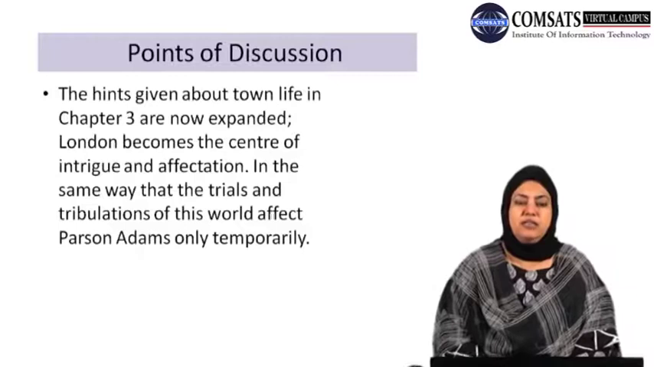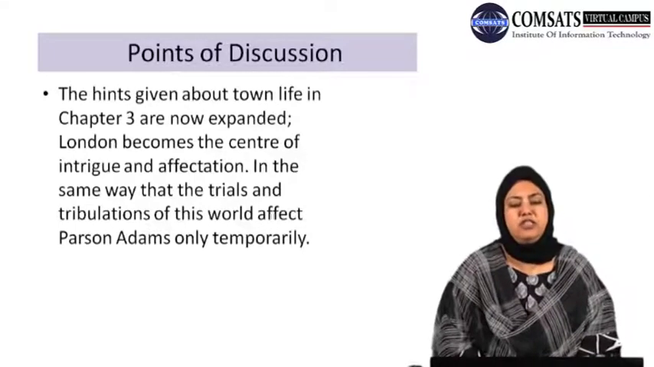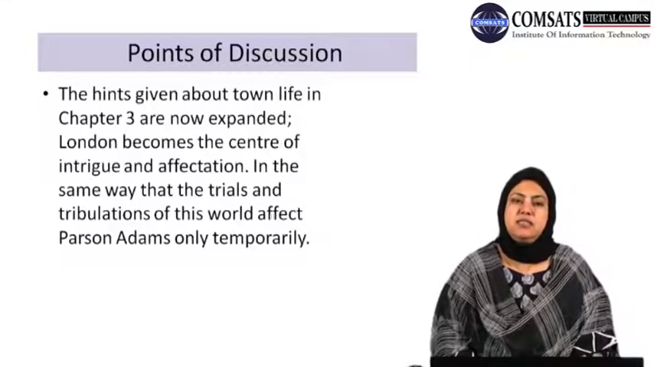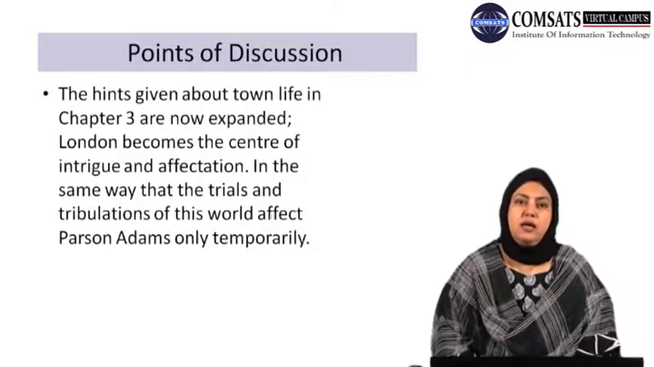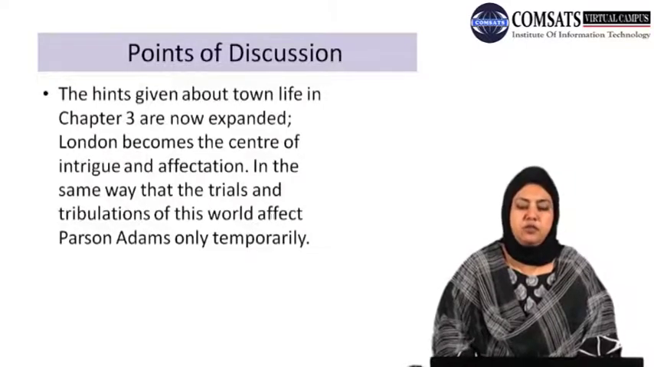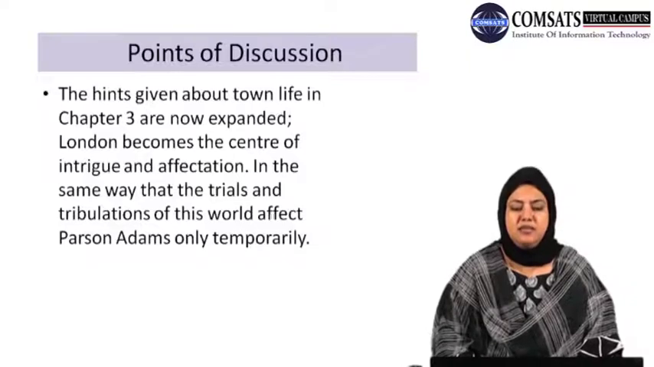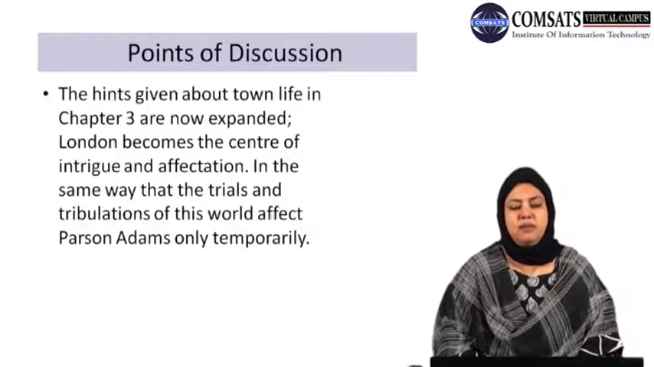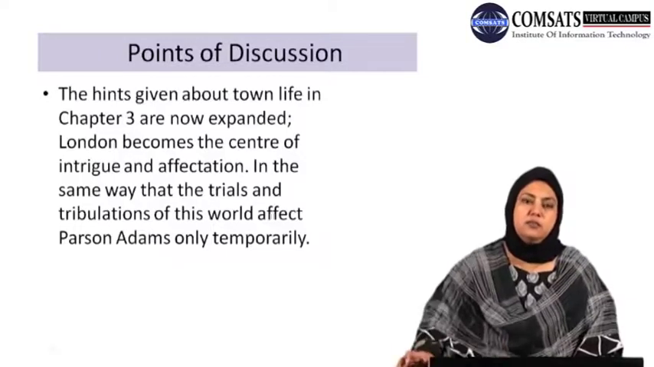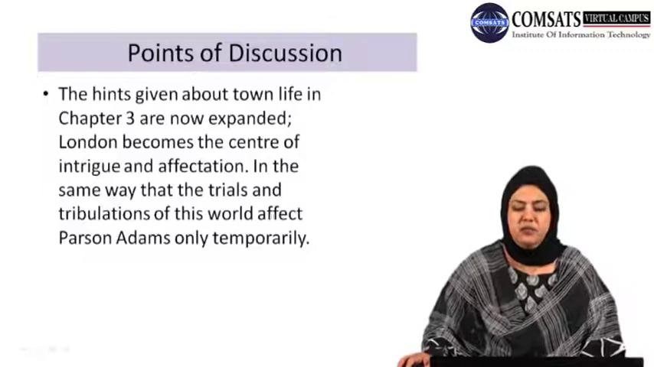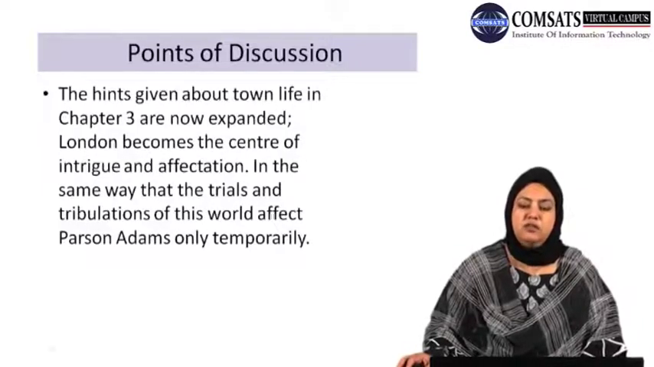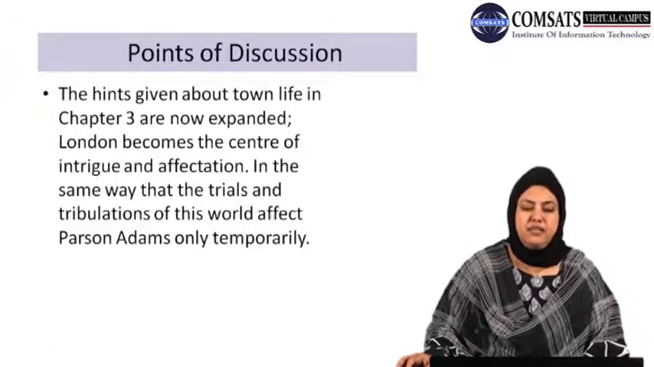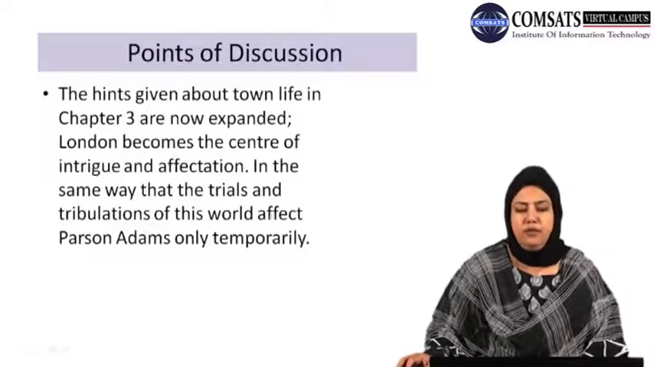Some important discussion points with relevance to this chapter are that the hints given about town life in chapter 3 are now expanded. London becomes the center of intrigue and affectation, in contrast to the country life from where Joseph Andrews has come. London is a place where there is much affectation everywhere. In the same way that the trials and tribulations of this world affect Parson Adams only temporarily. So, in some ways, the characters, be it Joseph Andrews or Parson Adams, are affected by the worldly effects. So Joseph Andrews, even though only outwardly, is affected by the superficial life of London.